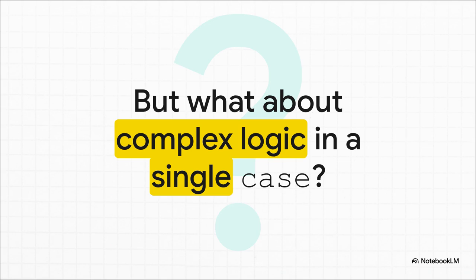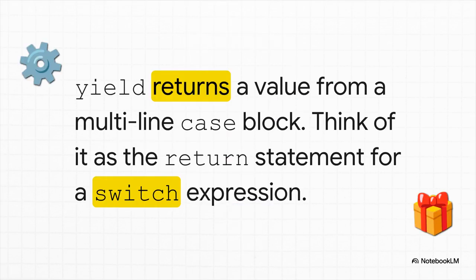This is probably the question you're asking right now, isn't it? This is great for simple stuff, but my logic is way more complicated than that. And you're right. The people who designed this feature knew that, and they gave us a brand new keyword to solve it. For those more complex cases, you just use a code block, curly braces, right after the arrow. Inside that block, you can go wild, have as many lines of code as you need, declare variables, call methods, whatever. Then, when you're ready to provide the value for the switch expression, you use the new yield keyword. Just think of yield as being like the return statement, but specifically for a switch case block.